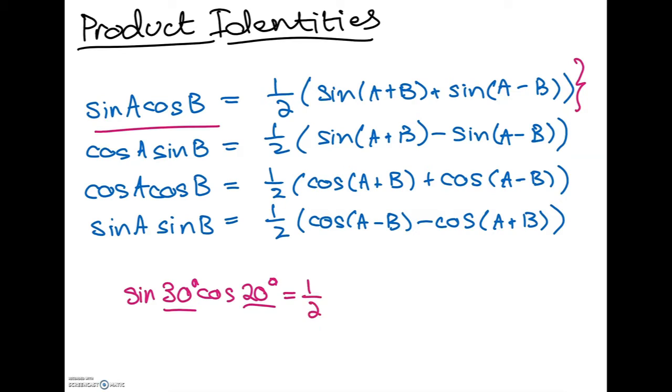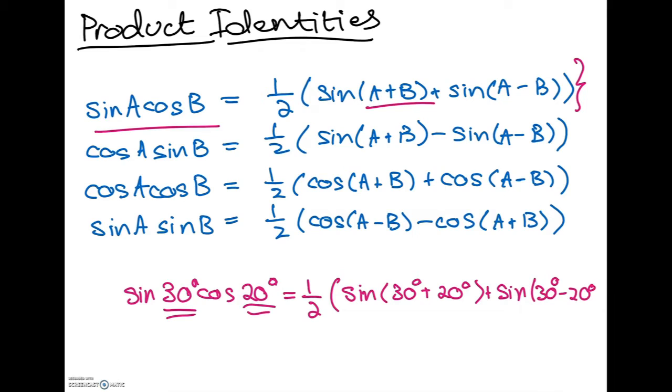So you're going to write 1/2, and then you're going to do sine of A plus B. In this case, A is 30 and B is 20. So sine of A plus B degrees plus sine of A minus B. So we're going to do 30 degrees minus 20 degrees.